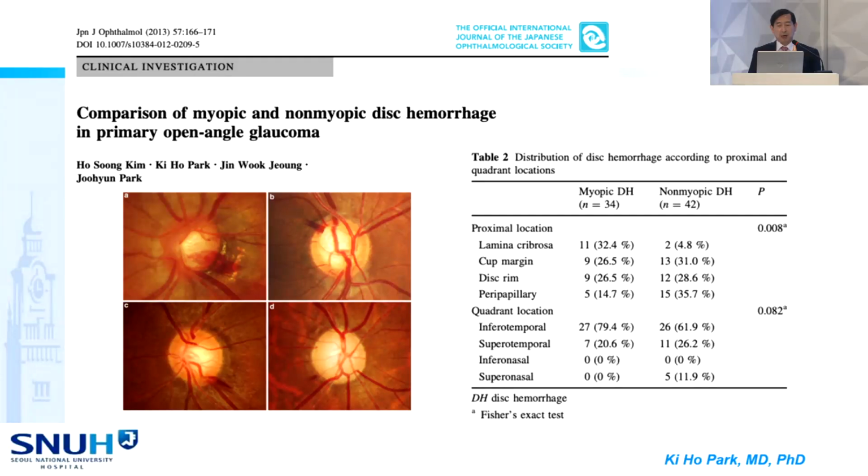To diagnose glaucoma, disc hemorrhage is a very nice clue. If we compare POAG eyes with myopic disc hemorrhage and non-myopic disc hemorrhage, there is a significant difference. In myopic disc hemorrhage, it is most frequent in the lamina cribrosa area. In contrast, in non-myopic disc hemorrhage, they are least frequent in the lamina cribrosa area.